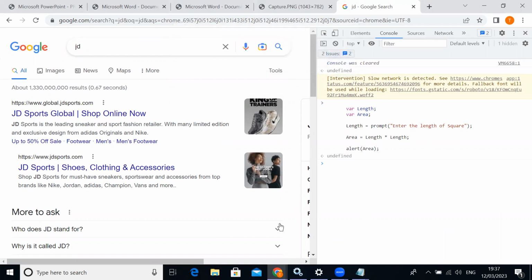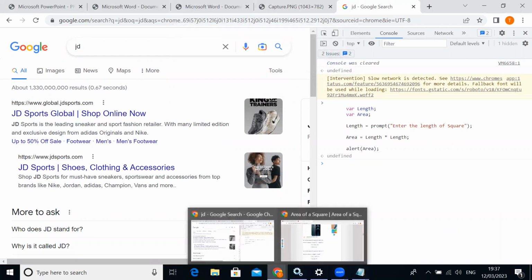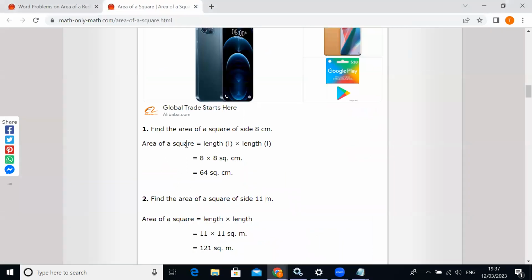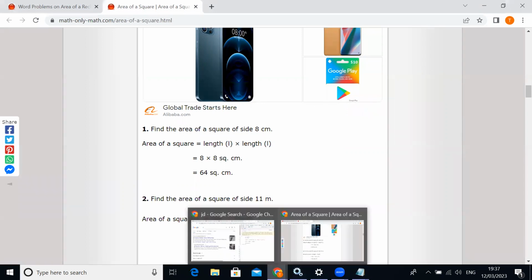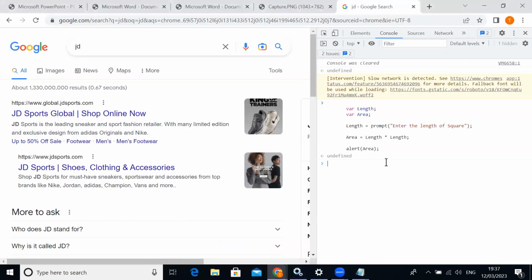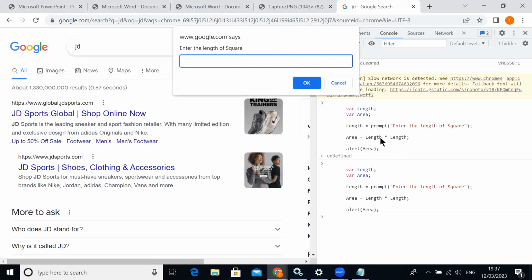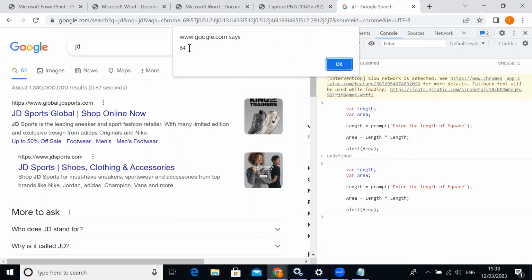Now let's test it on questions on this website. Find the area of a square of side 8 centimeters. So the side, or the length, is 8 centimeters. Let's run the program again. They said the length of the square is 8 centimeters, so let's see what we get. 64 centimeters squared.